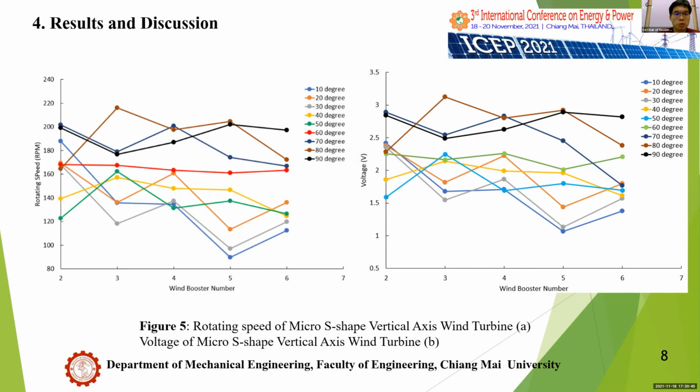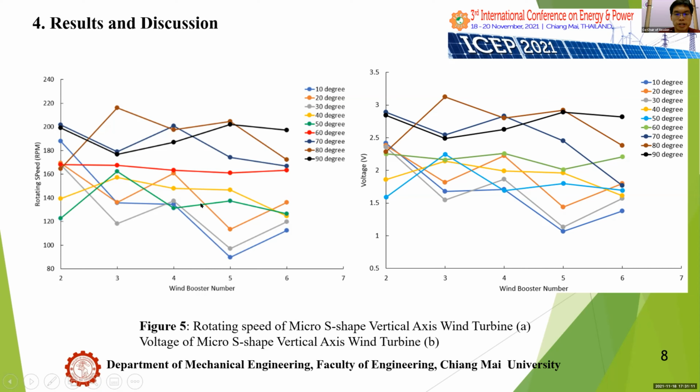So now let's move on to the results. We focus on two main parameters: the wind booster angle, which we vary from 10 to 90 degrees, and the wind booster number, which we vary from 2 to 6. First, let's look at the first performance parameter, the rotating speed.